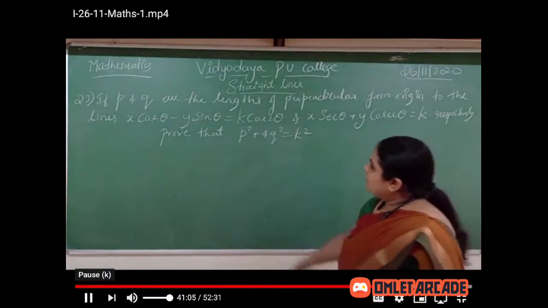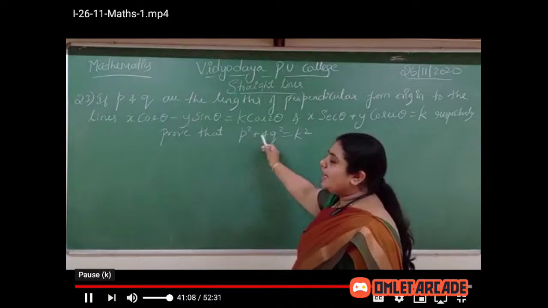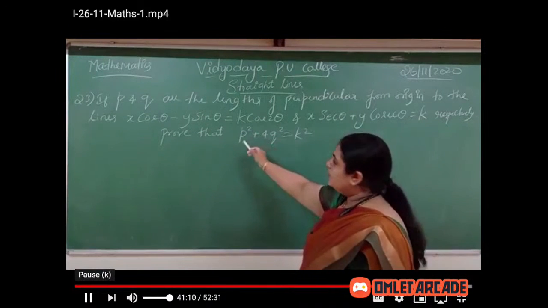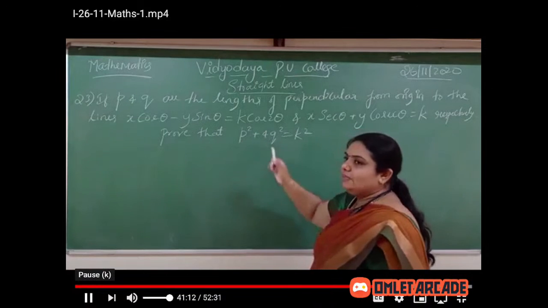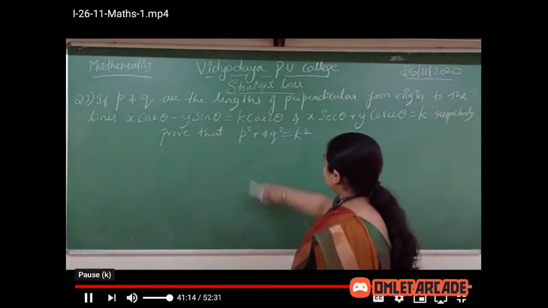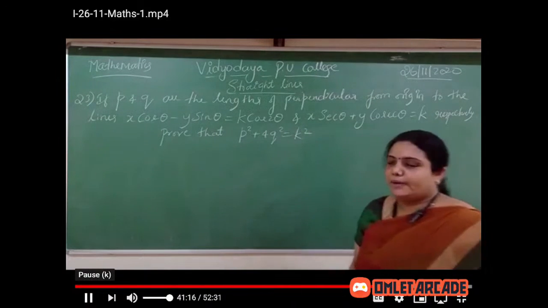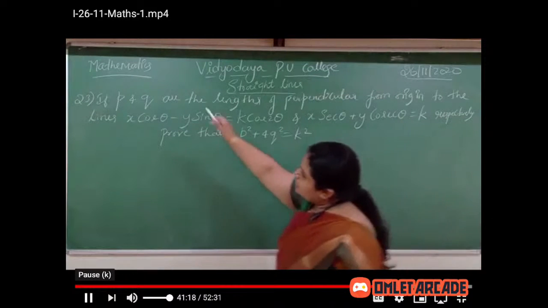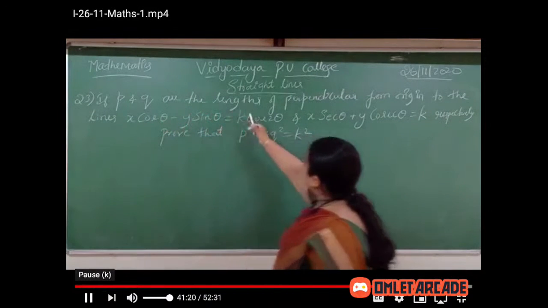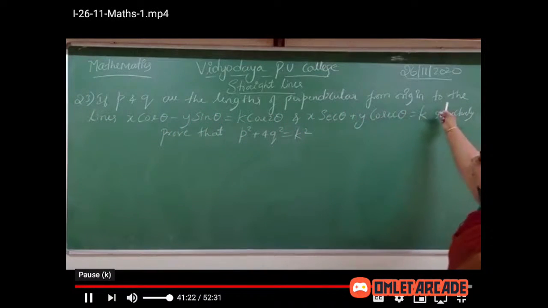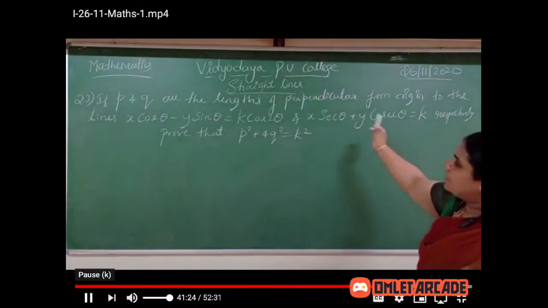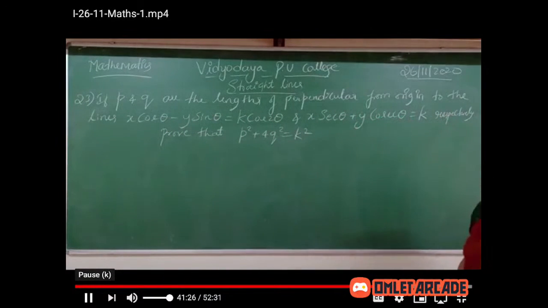Okay. So in this equation, what do we need to see? In the LHS, we need p square and q square values, isn't it? I mean, we need actually the p and q values, so that in the LHS we have to prove it is k square. So what are p and q? See, p and q are the lengths of perpendicular from the origin to the lines. The equations of the two lines are given.